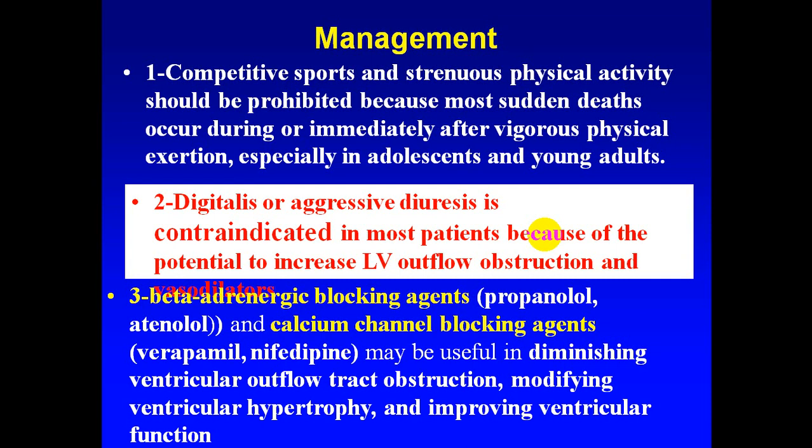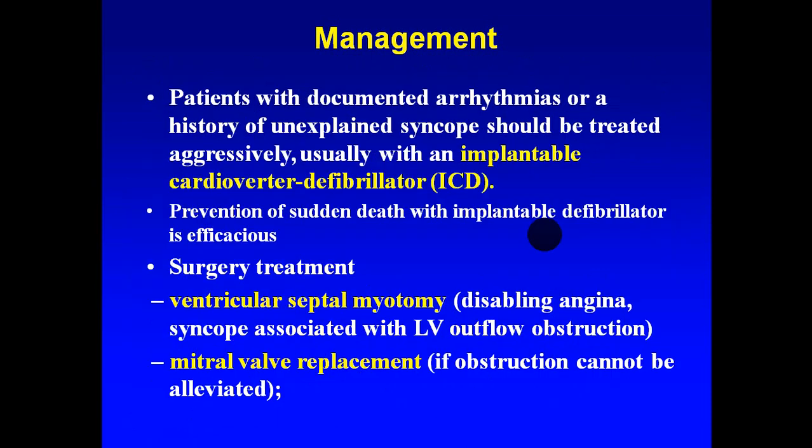Thirdly, beta adrenergic, this is good news. Beta adrenergic blocking agents, propranolol mainly, atenolol, and calcium channel blockers, mainly verapamil or nifedipine, may be useful in diminishing ventricular outflow tract obstruction, modifying ventricular hypertrophy, and improving ventricular function.